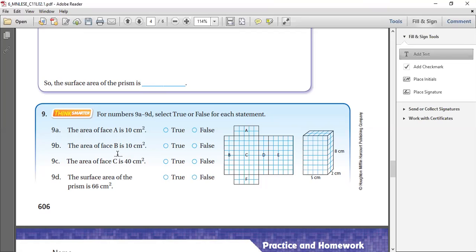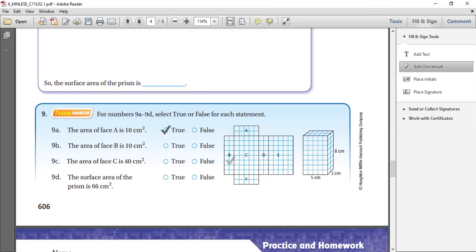Okay, are you done? I gave you a bit extra time because in part D you have to find the surface area. That's why I just gave you some more time. Okay. So 9A, that's going to be the area of face A is 10 square centimeter. Fine. So here face A, you can count and check, or you can multiply and check. So that's going to be true because there are 2. So this is 2 by 5. It's 10 centimeter square.